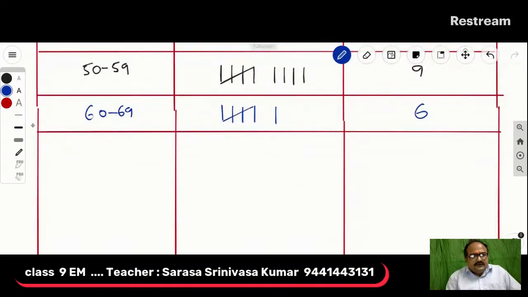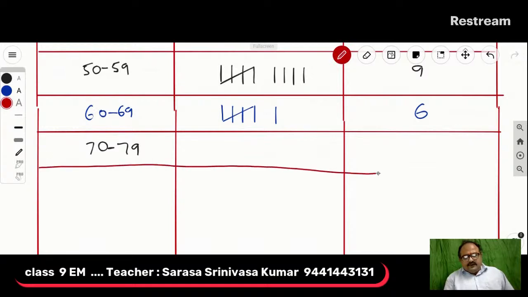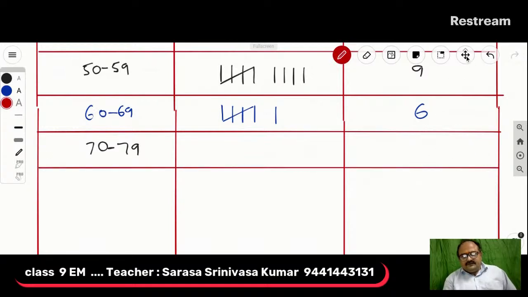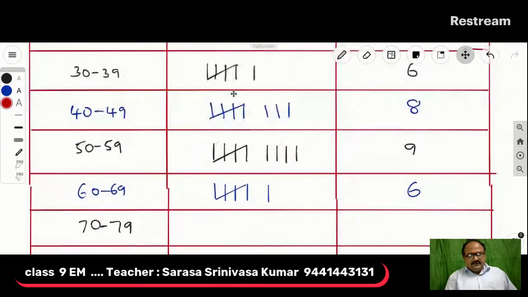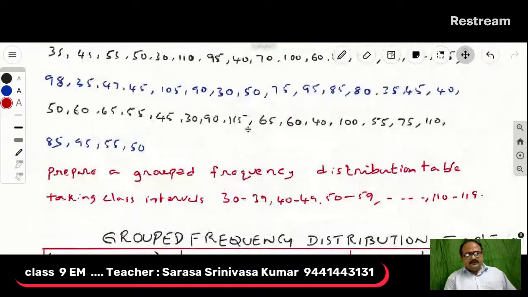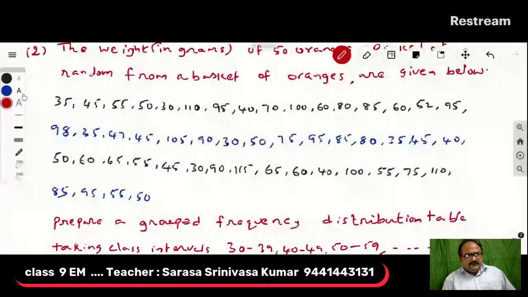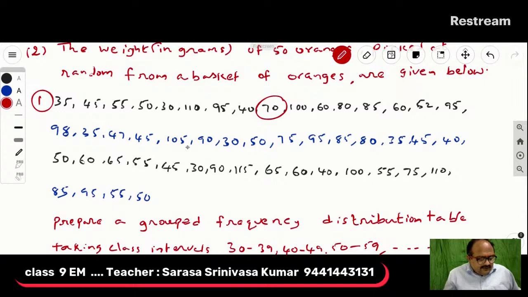Now we consider the class interval 70 to 79. For this, we should count the number of oranges in this class interval. Now let us see the first row: 70. This is the first one. So how many oranges are there in the first row? One orange is there in the first row.